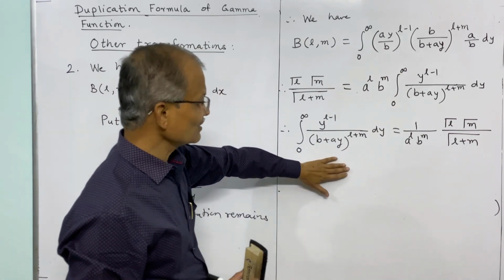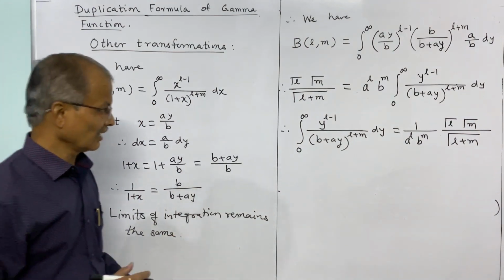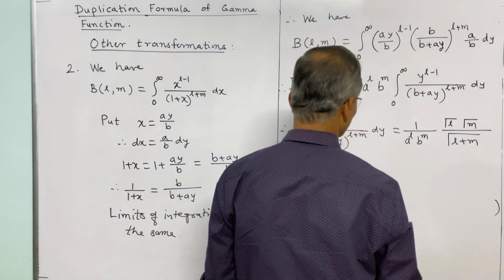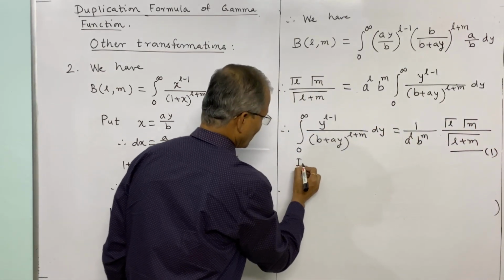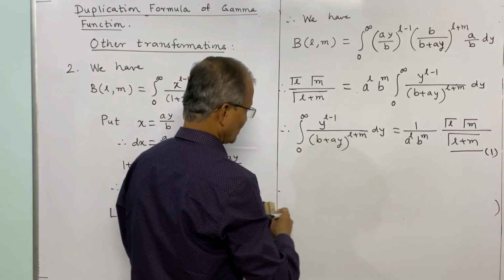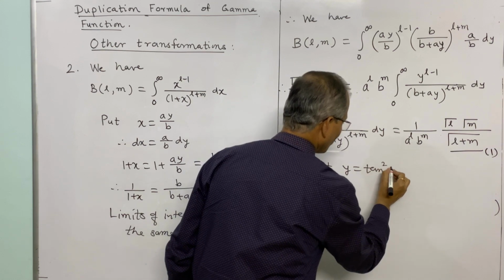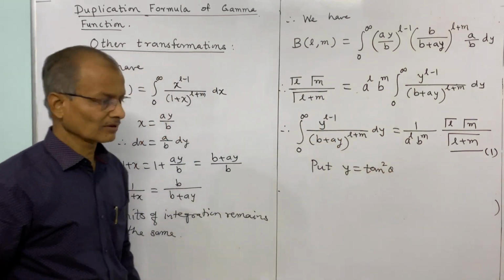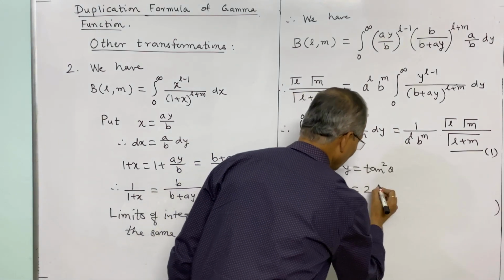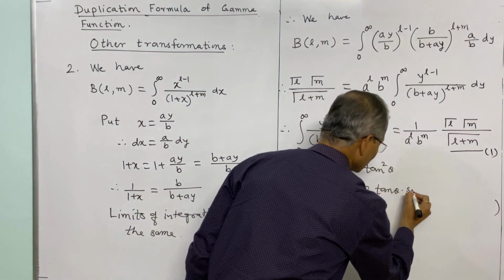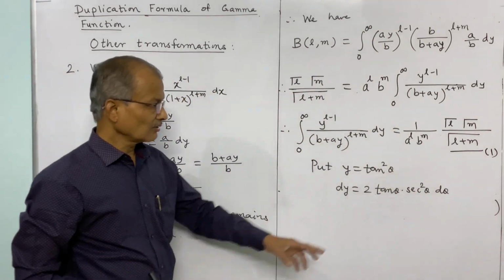Now again in this integral we shall make further substitution as y is equal to tan square theta. So we suppose this as 1. Now in 1, put here y is equal to tan square theta. What are the corresponding changes? Dy we have to write. Dy is equal to 2 tan theta into derivative of tan theta, that is sec square theta into d theta. You check this. Chain rule we have used.